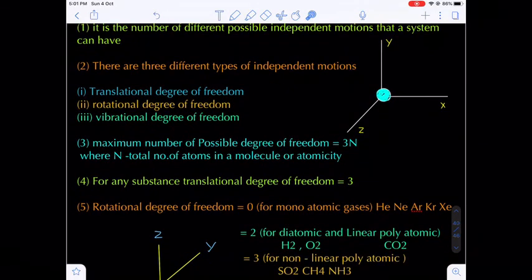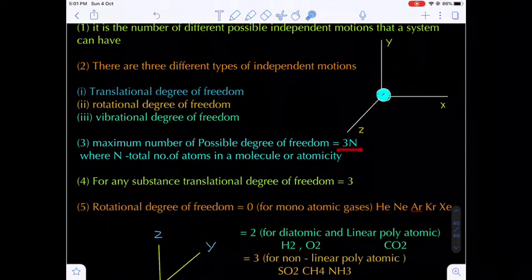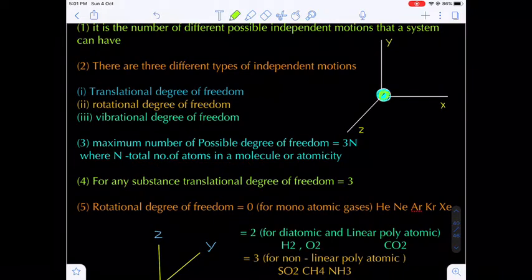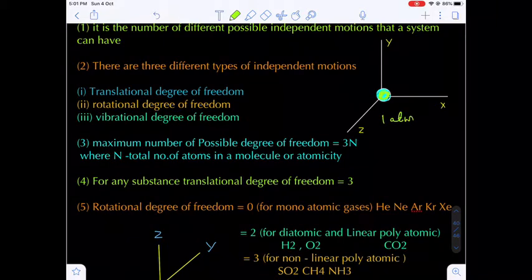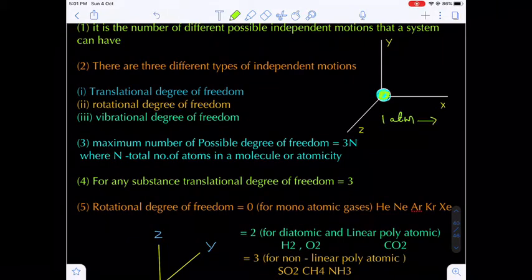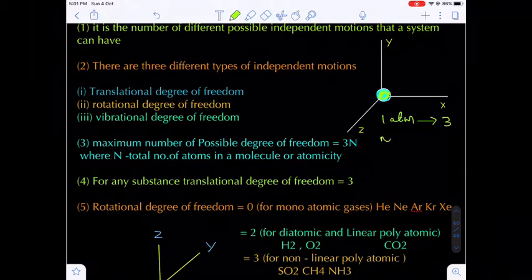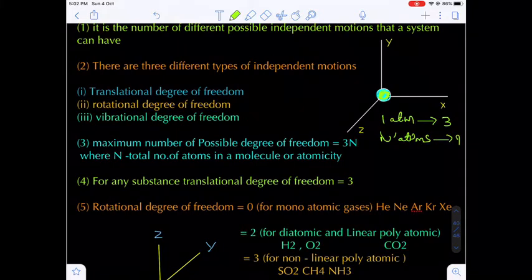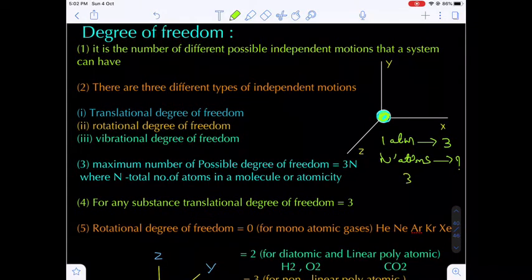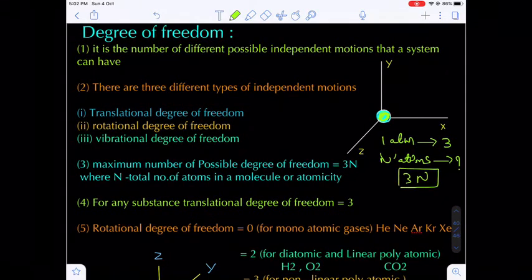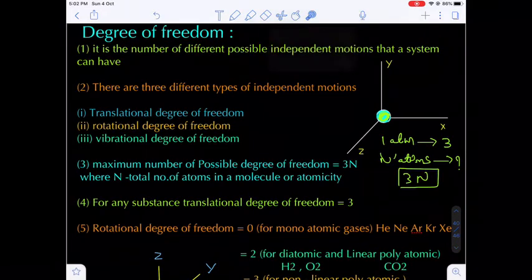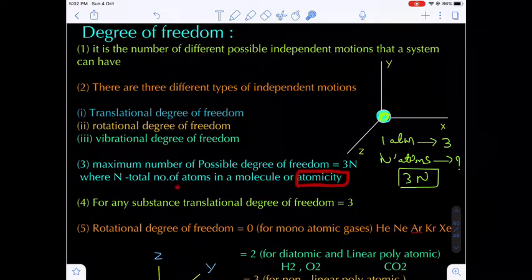So the maximum number of possible degrees of freedom will be 3 into n, where n is equal to the total number of atoms. Just now I told you, let's suppose there is only one atom. If one atom is there, how many independent degrees of freedom are there? 3. Let's suppose in a molecule n atoms are there. So in total how many degrees of freedom will be present? 3 into n. This is the total number of degrees of freedom, where n corresponds to atomicity, that is nothing but the total number of atoms.